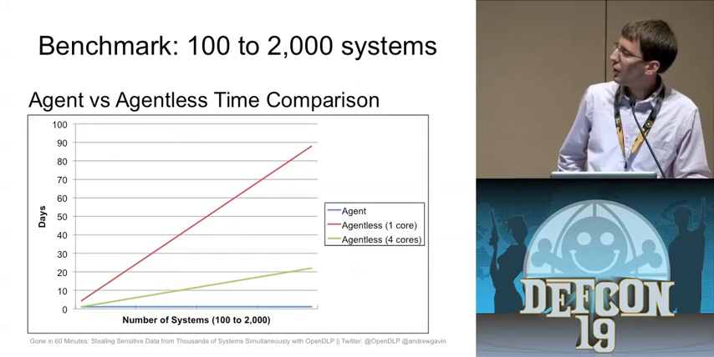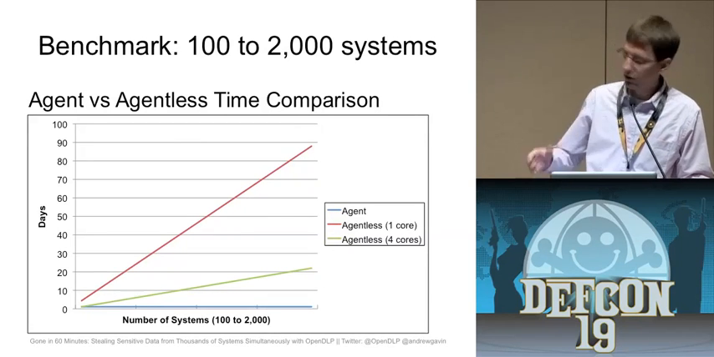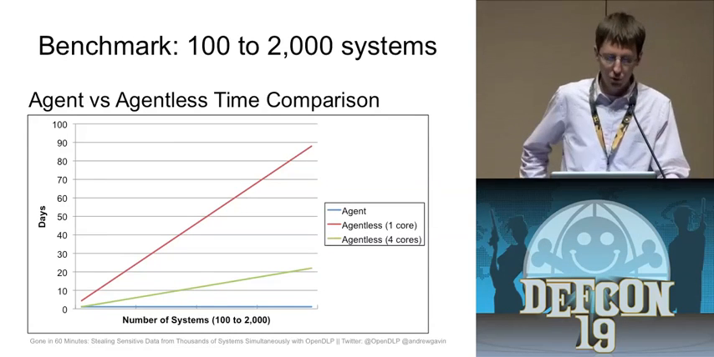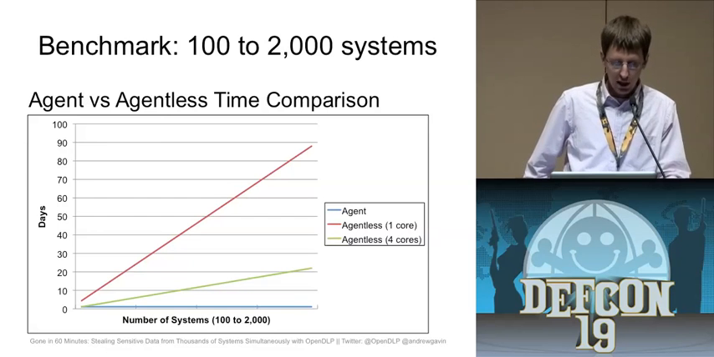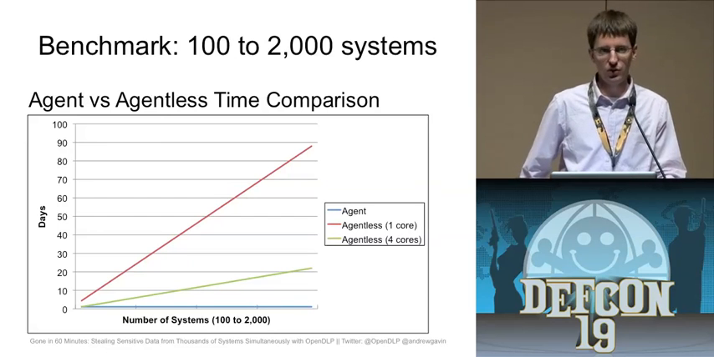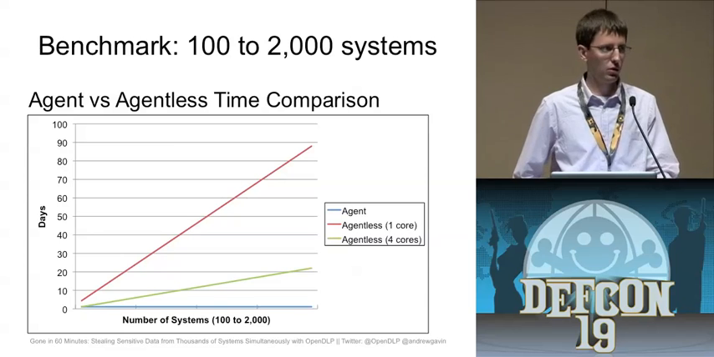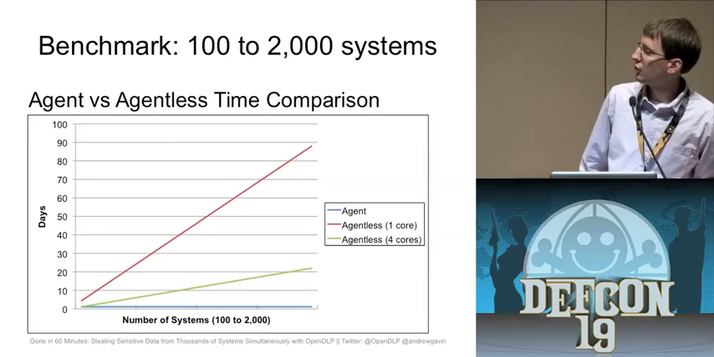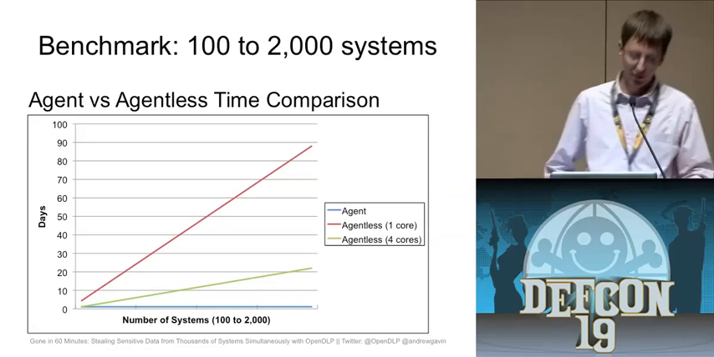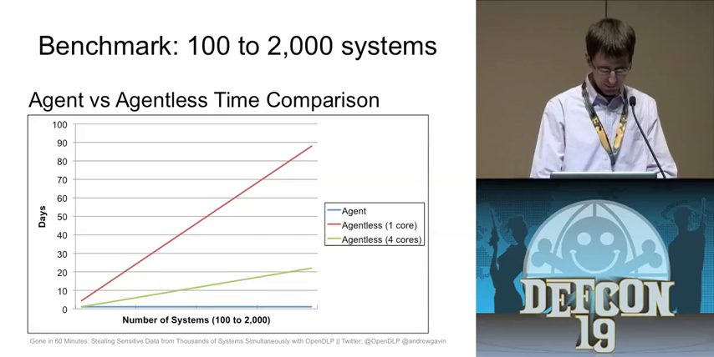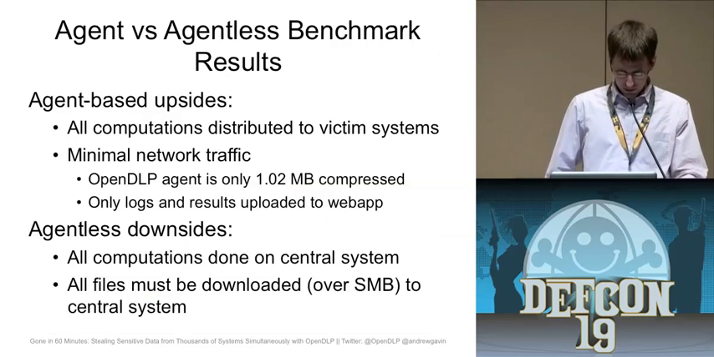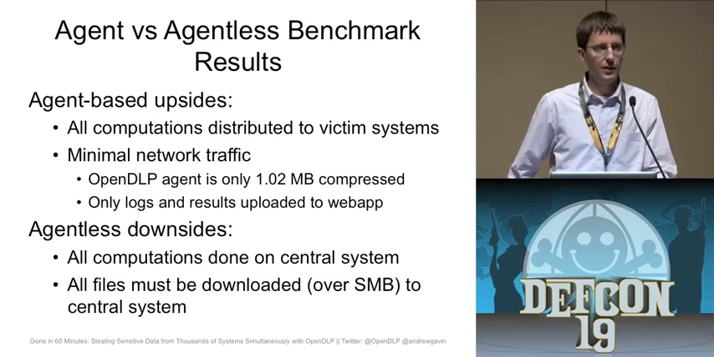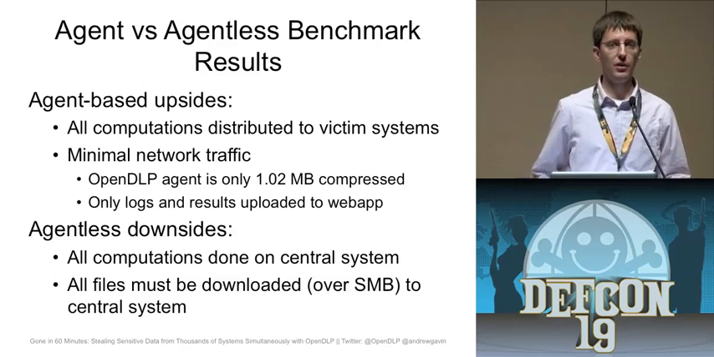Now, if you're going to do this for more than one box, more than one target, you're going to run into some bottlenecks, and probably the biggest bottleneck is going to be your own system's CPU, and that's what's really going to slow things down. So for just one system, it's only really 19% slower, but if we extrapolate this to more systems, we see here the blue line, the OpenDLP agent, remains flat, just about 1 hour. And the agentless scanner with 1 core for 25 systems will take over a day. Just 25 systems takes over a day.